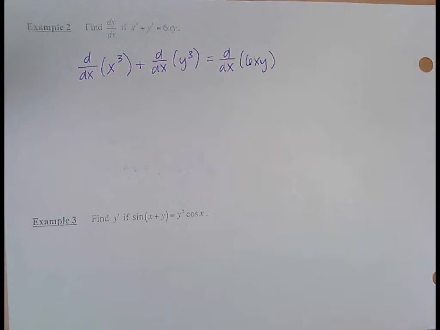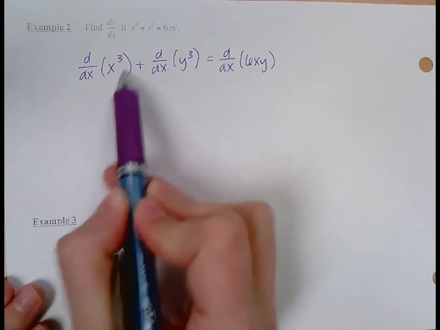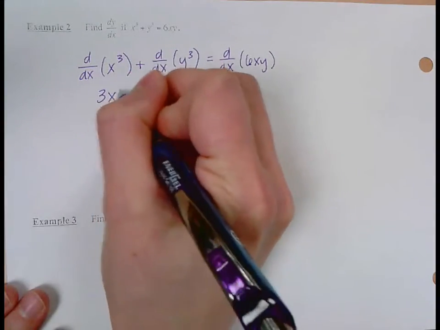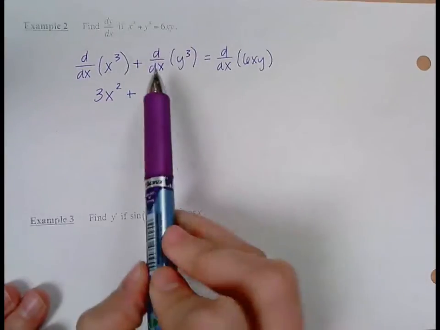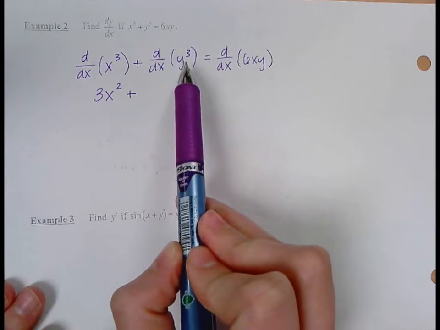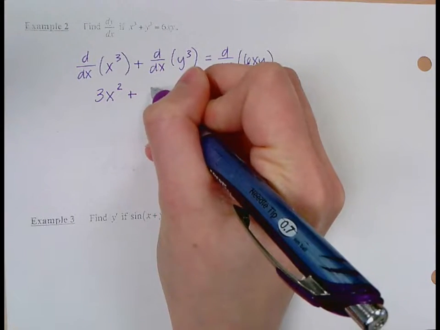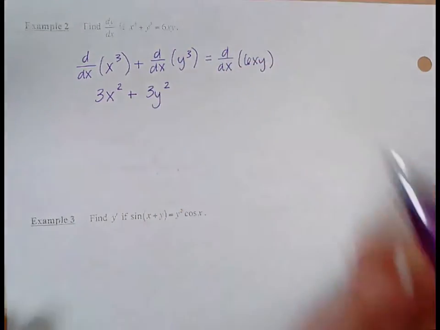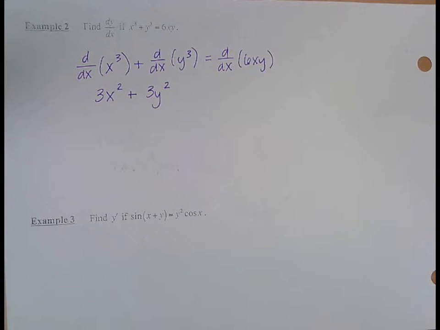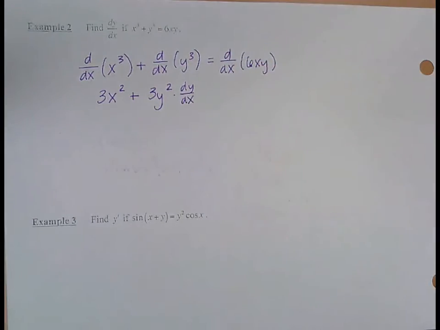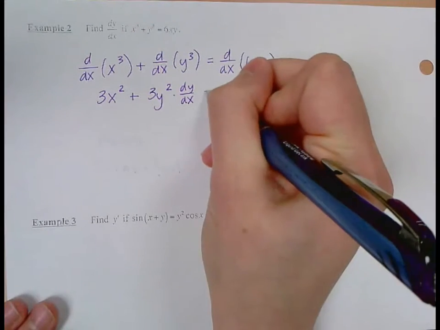Okay, so the derivative with respect to x of x cubed is what? 3x squared. Derivative with respect to x of y cubed. So you take the derivative like you normally would, 3y squared, but it's y and not x. So you have to multiply it by dy dx, because of that chain rule part.